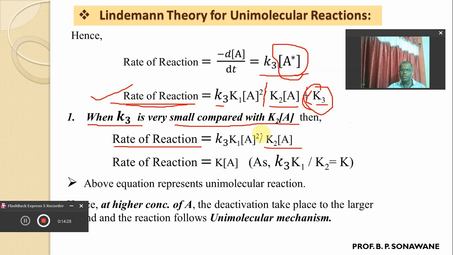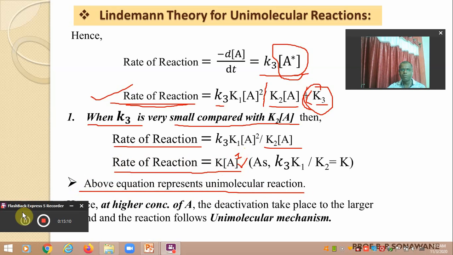So this A and A will get cancelled, and we will have the equation for the rate of reaction: rate of reaction is equal to K into the concentration of only one reactant A, where K is simply a constant, which is K3 into K1 divided by K2. And this equation indicates that the rate of reaction is proportional to only one reactant molecule, capital A. Hence, this equation represents the unimolecular reaction.